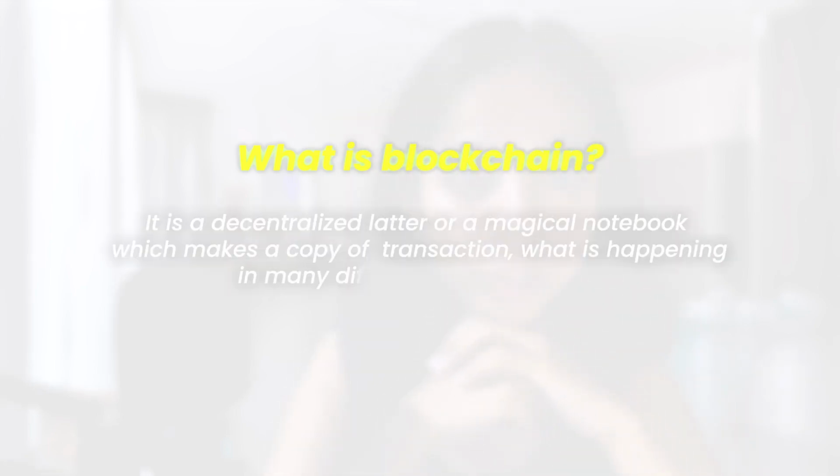For today, that was all from my side, but before ending, we should revise it all again, right? So, what we learned today was, what is blockchain? Let me remind you. Blockchain is a decentralized ledger or a magical notebook which makes a copy of transactions, whatever is happening, in many different books or many different ledgers. And those ledgers are known as nodes. Those nodes are multiple computer devices which store all the transactions happening.